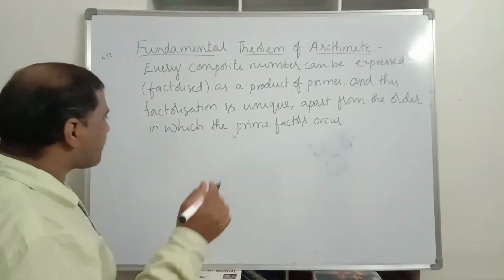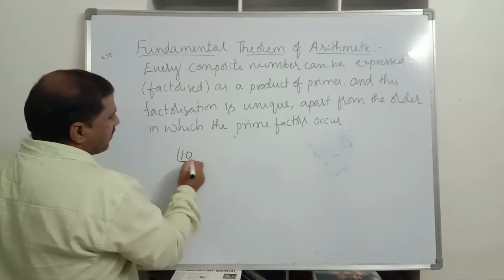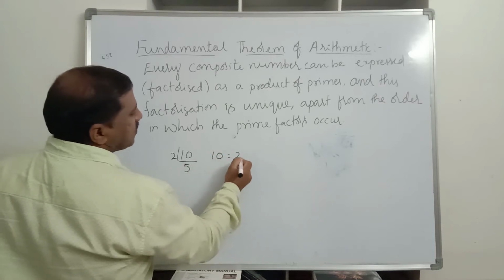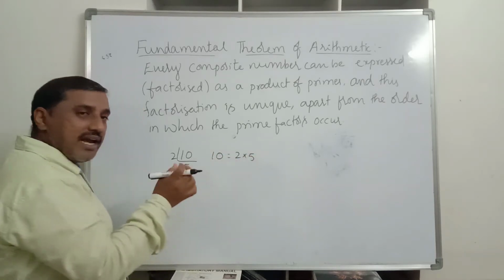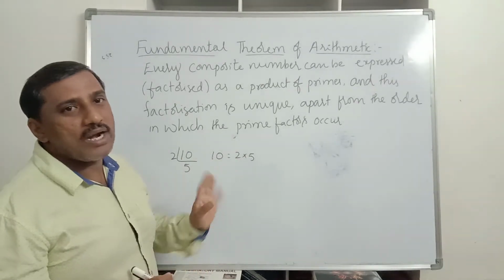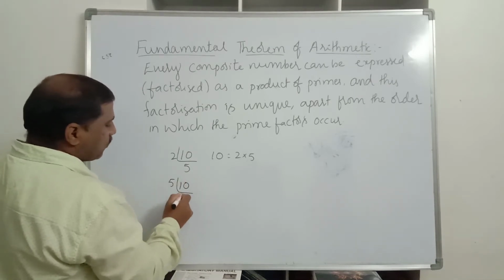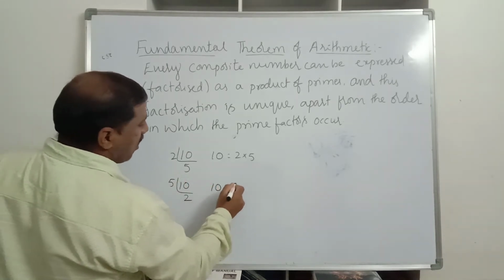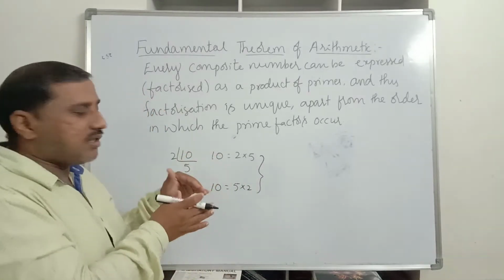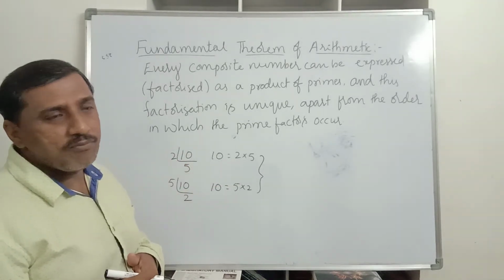See, for example, 10. What are the prime factors of 10? 2 fives are 10. So 10 can be written as 2 into 5. The prime factors for 10 are only 2 and 5. We can also write 10 the other way, 5 twos are 10. That is, 10 is equal to 5 into 2. So here the order is changed, but in both prime factorizations, they have the same prime factors.